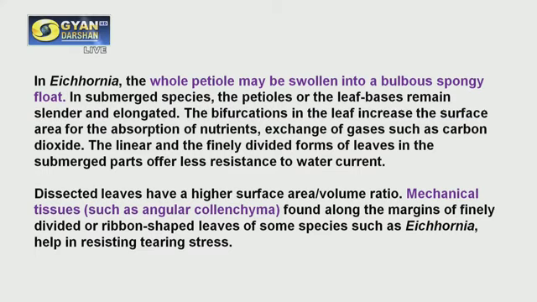Angular collenchymatous tissue is found along the margins of finely divided or ribbon-shaped leaves of some species such as Eichhornia, which helps them to resist stress, because the water current is there and they have to resist that water current. So that is also imposing some kind of stress on the plant.